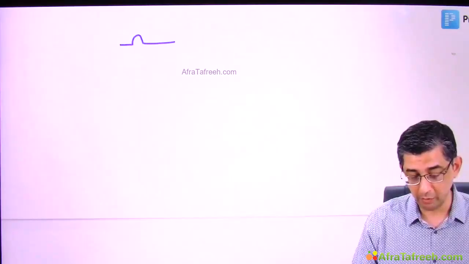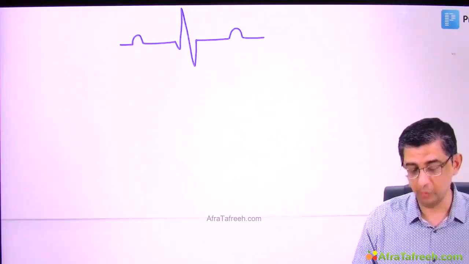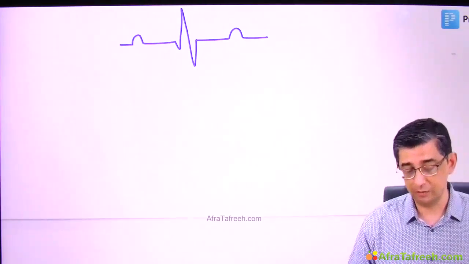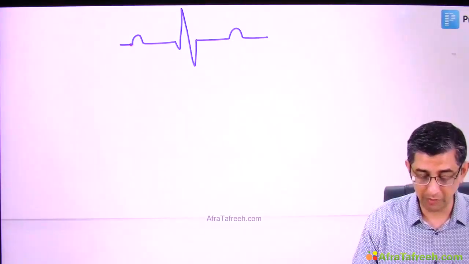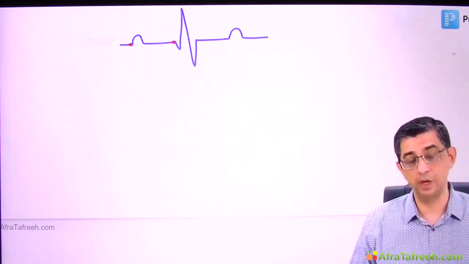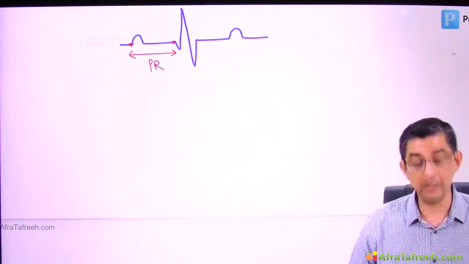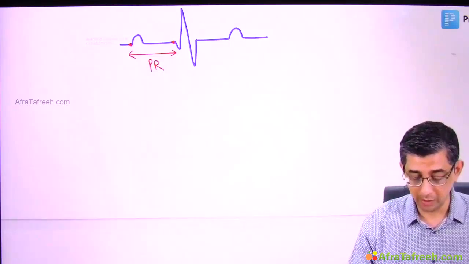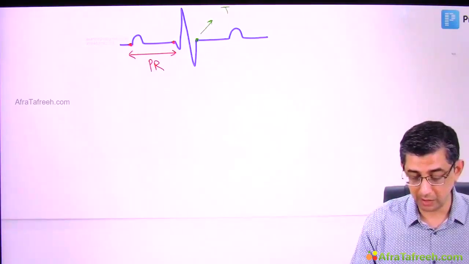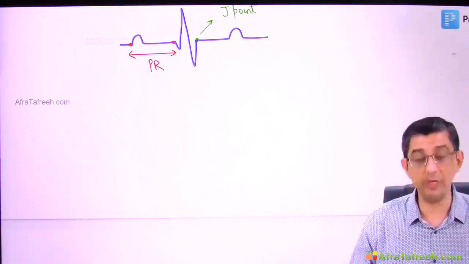What I have highlighted before you at the moment is perfectly normal. I've just tried to make it a little broader than what it normally is for me to be able to explain to you the various intervals and durations. You see, the starting of the P to the starting of the Q wave is called the PR interval. Now I'm going to put a green point at this particular area. This is the isoelectric point and is called the J point.